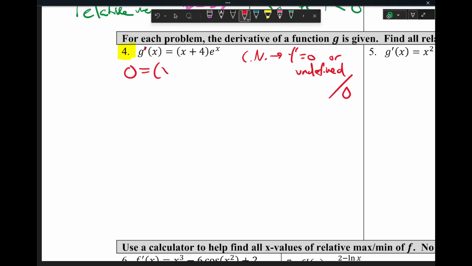But I could set it equal to 0, the other thing in critical numbers, and I can set factors equal to 0. So where x plus 4 equals 0 and where e to the x equals 0 would be my critical numbers. So of course this one is pretty quick. Just subtract 4 from both sides. This one takes a little bit more thought.